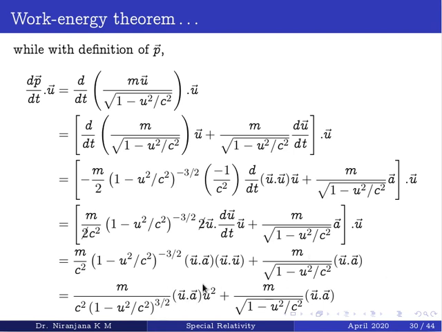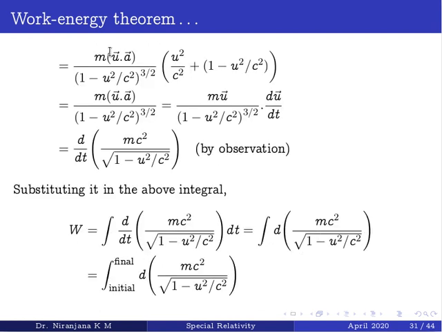And from this expression you can take u dot a and 1 minus u square by c square to the power of 3 by 2 common. And this is what the expression reduces to. And now you can see that u square by c square can be cancelled from here and here, and this will just become 1. And the expression is just mass into the ordinary velocity divided by 1 minus u square by c square to the power of 3 by 2 dot du by dt.